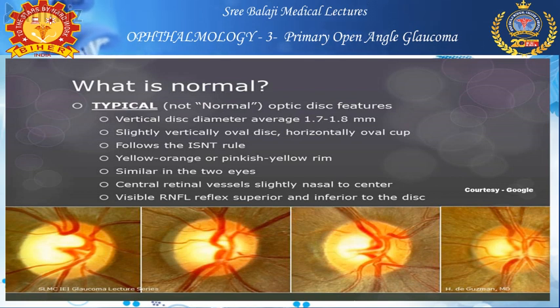A vertical disc diameter with an average of 1.7 to 1.8 millimeters, a slightly vertically oval disc and a horizontally oval cup. The neuroretinal rim follows the ISNT rule, in which the inferior neuroretinal rim is the thickest, followed by superior, nasal and then the temporal. The NRR is usually yellowish orange or pinkish yellow in color. The optic disc looks almost similar in both the eyes. The central retinal vessels emerge slightly nasal to the center, and the retinal nerve fiber layer reflex is visible brightly superior and inferior to the disc.